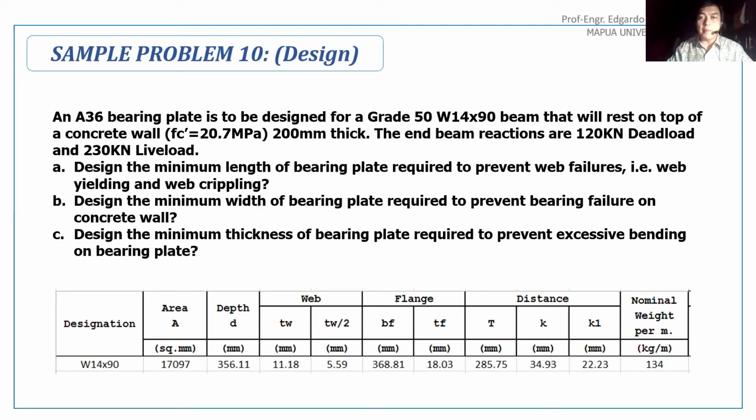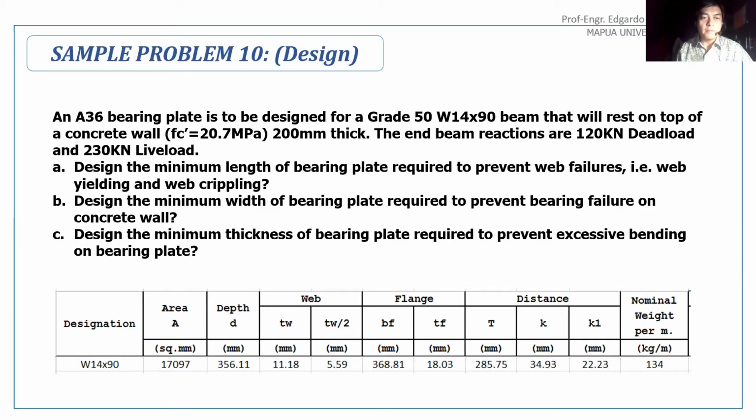So it was given in the problem that the concentrated load that we're going to consider in the design of the beam bearing plate is the beam reaction. Okay, so questions. Letter A, design the minimum length of bearing plate required to prevent web failures. That is web yielding and web crippling. Okay, so yun yung L sa B.